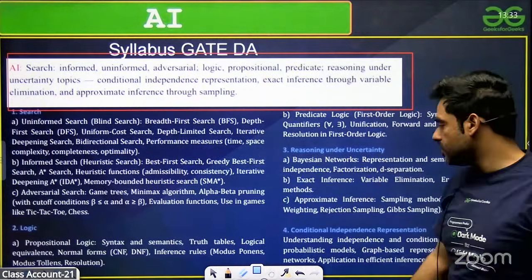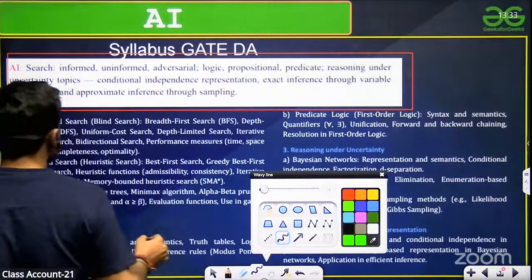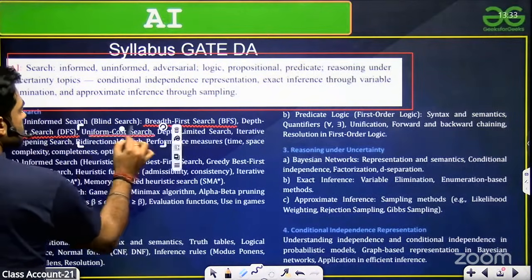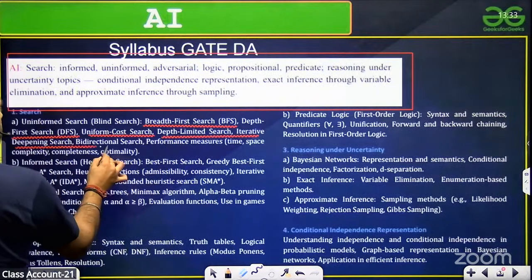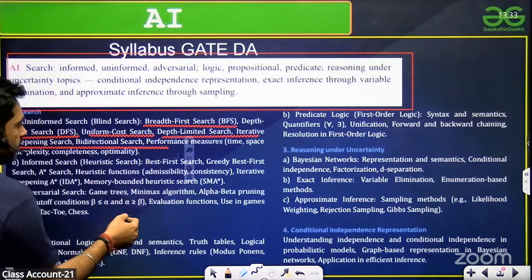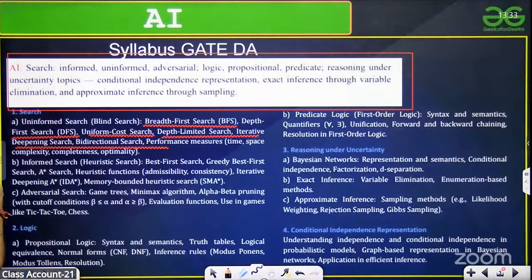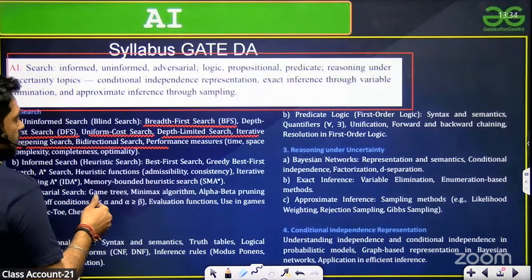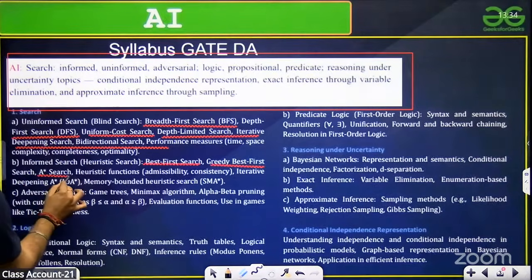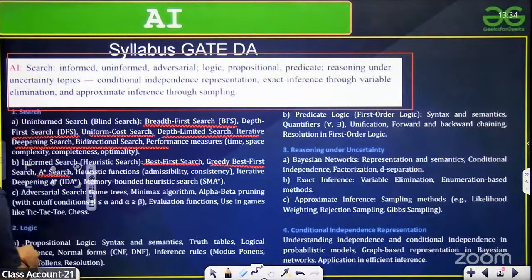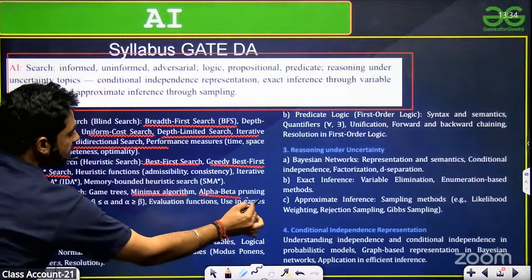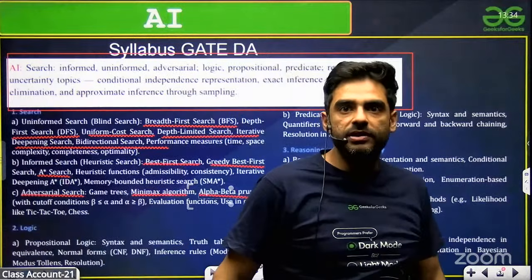In search methods, I will start with BFS, then DFS, UCS (uniform cost search), depth limited search, IDDFS, and bidirectional search. In informed search, I will cover important methods such as best first search, greedy best first search (GBFS), and the very important A star search algorithm. In adversarial search, the two most important algorithms are minimax and alpha-beta. Everything will be covered along with the questions.